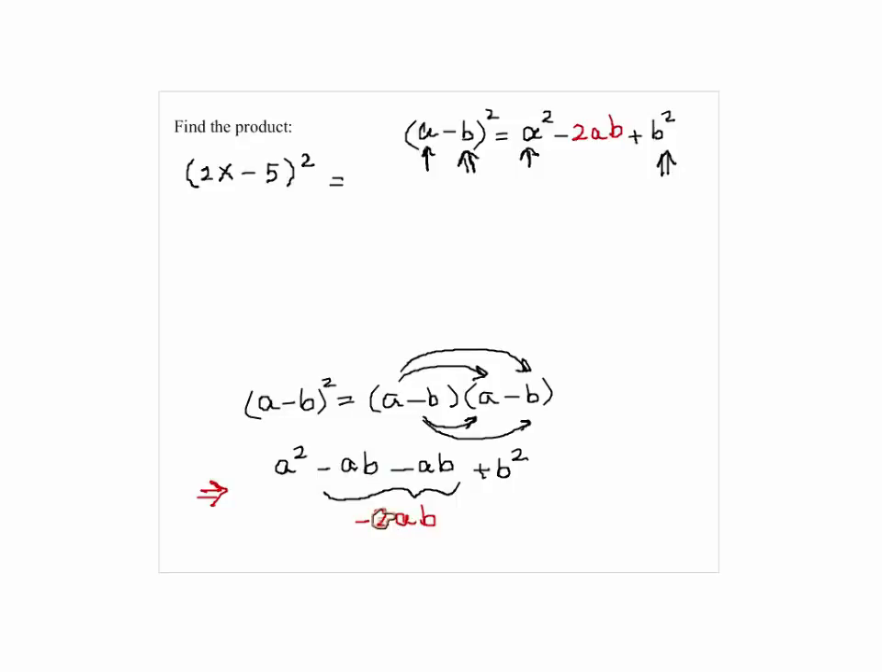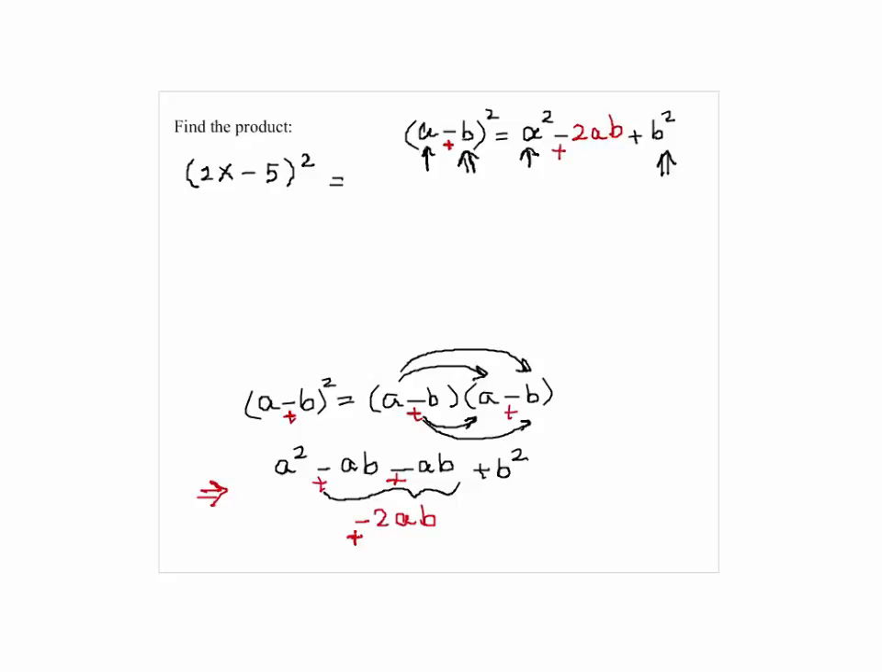Now if you have plus here instead, if instead of minus I have plus, the only difference would be, if this were plus, this would be plus. And then when you add these, you get plus ab and plus ab. So what would be the middle term now? Instead of minus 2ab would be what? Plus 2ab. Plus 2ab, very good. So instead of minus 2ab would be plus 2ab. So if this were plus, the only difference would be this would be plus 2ab.